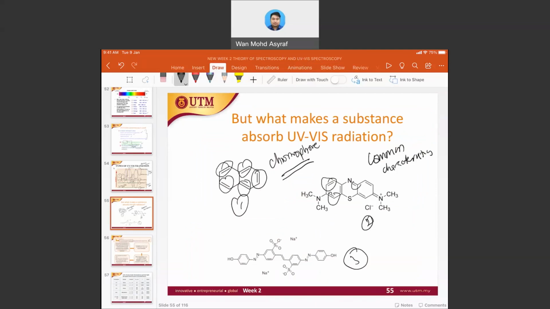So basically, all of this is the characteristics of a chromophore. You can see that there are so many unsaturated components inside the compound that can absorb UV visible. As I mentioned earlier, for example, if you put petrol, petrol is just a hydrocarbon, C6 or C8. So all of these hydrocarbons cannot absorb UV visible radiation, okay?